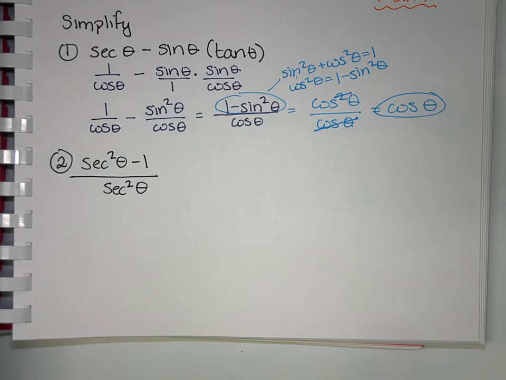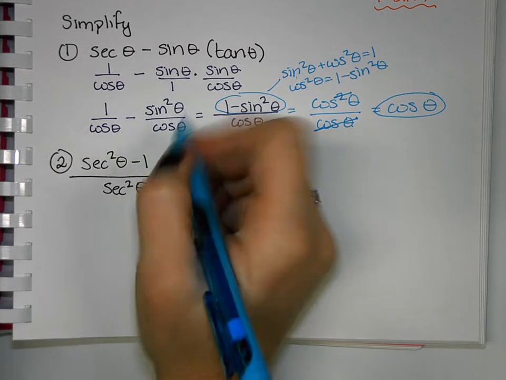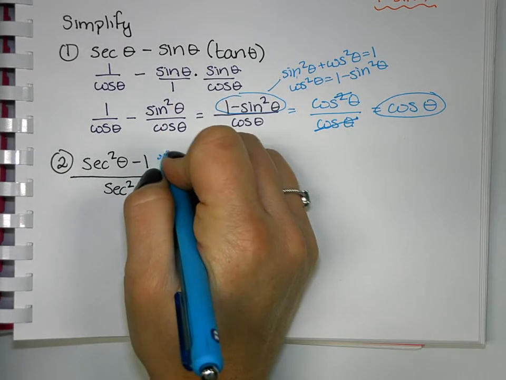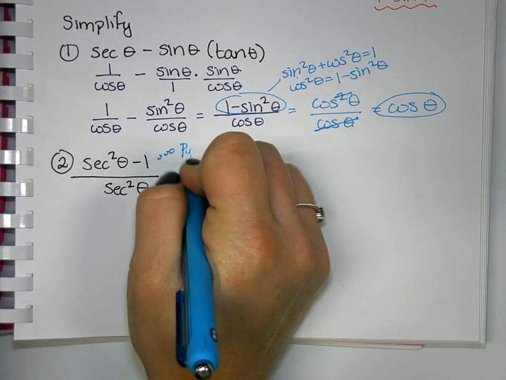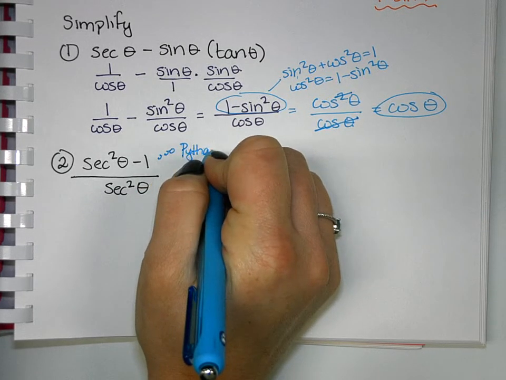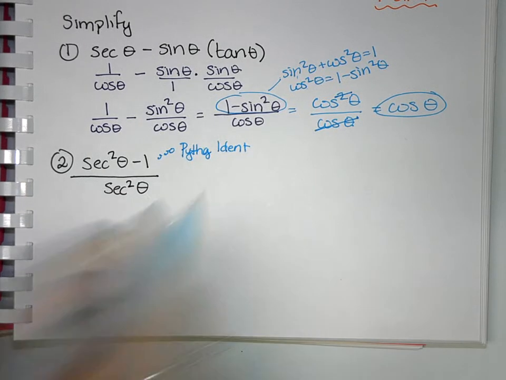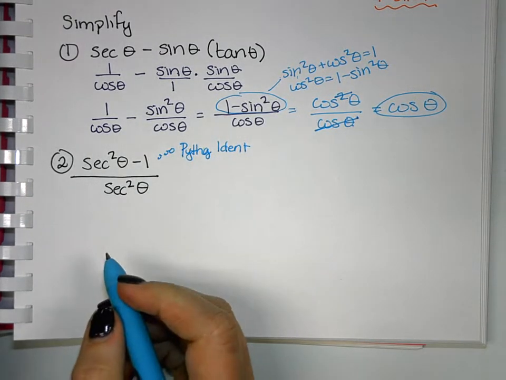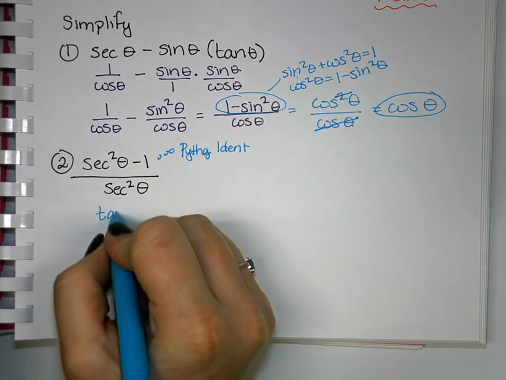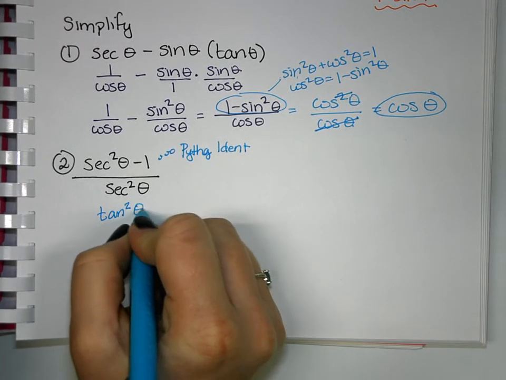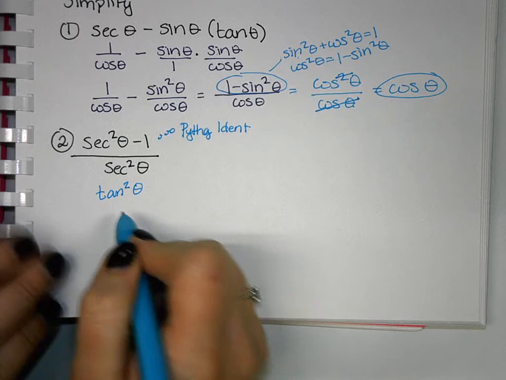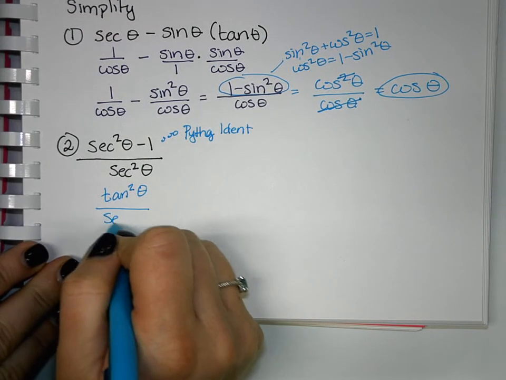So secant squared minus 1, this is one of our trig identities, or our Pythagorean identities. So that means I can rewrite this as tangent squared theta. And then on the bottom, I'm still going to have secant squared theta.